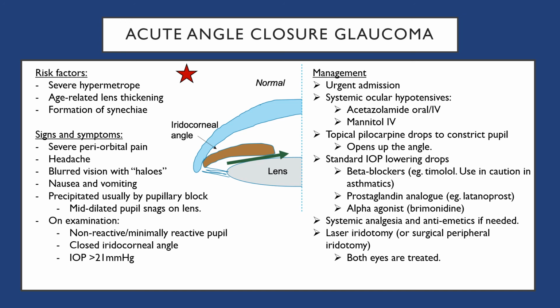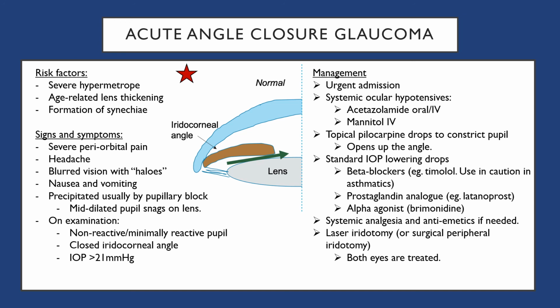On examination, you'll get a non-reactive or a very minimally reactive pupil on a closed iridocorneal angle when you have a look via the slit lamp, and a raised intraocular pressure of more than 21 millimeters of mercury.